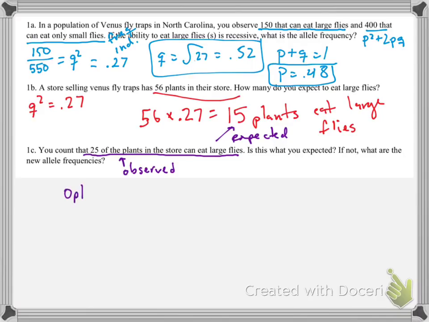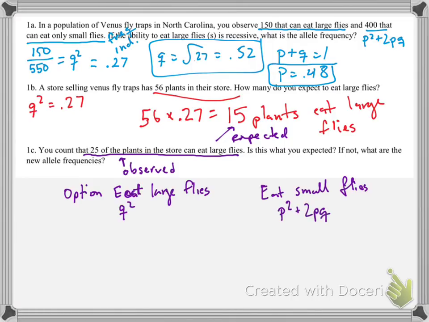So my first option is phenotype A, where we eat large flies. This would also be considered, if you're keeping track, my q squared. Over here, my second option is eat small flies. And again, I'm just comparing the phenotype, so I only have two options. So this would be considered p squared plus 2pq. Again, two phenotypes, but altogether I have to account for all three different genotypes.